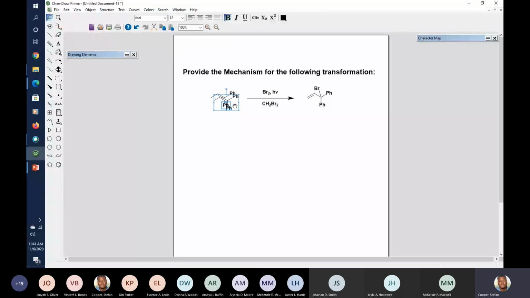So what's the first step in this mechanism? Should be a what step? Initiation step, right? All right. So how do I initiate my radical? Separate the electrons in the bromine. Yeah. I'm going to have a homolytic cleavage at the bromines, right? So that means that one electron goes to each atom in that bond, right?